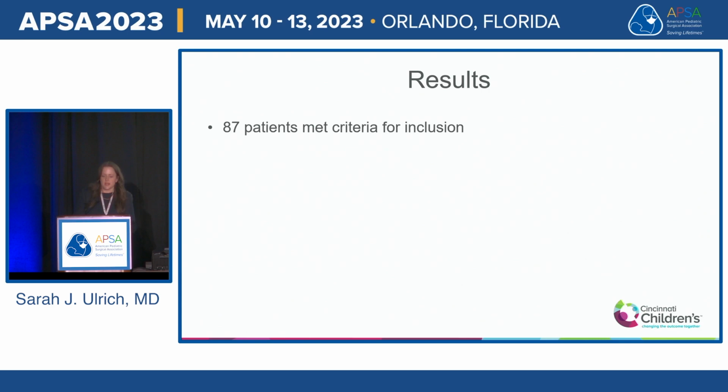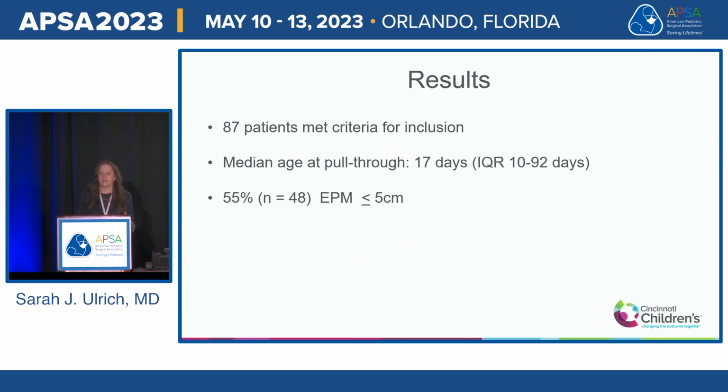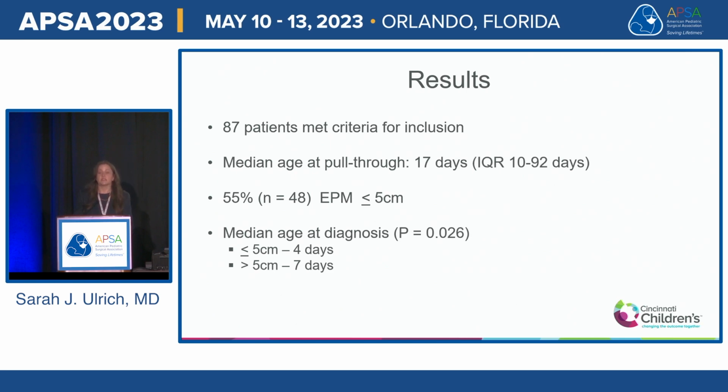87 patients met criteria for inclusion in our study. Median age at pull-through was 17 days, and just over half the patients had an extended proximal margin less than 5 centimeters. There was a statistically significant difference in the median age at diagnosis between the groups, but there was no difference in clinical or demographic characteristics, including the age at operation.